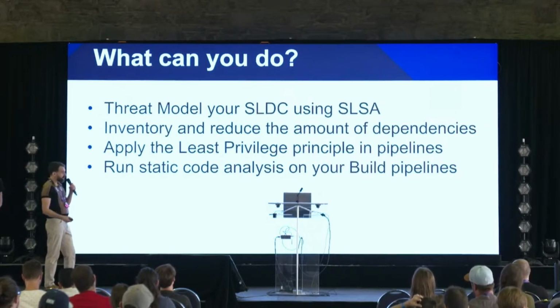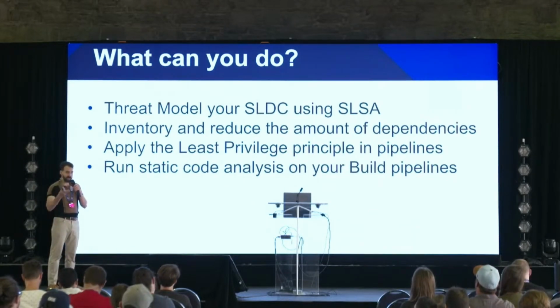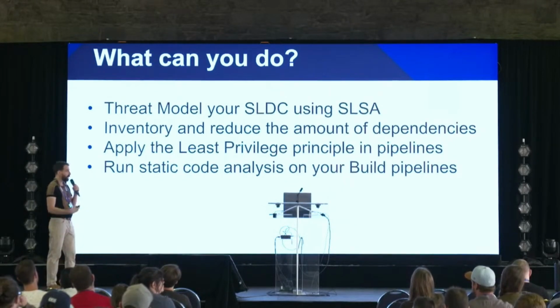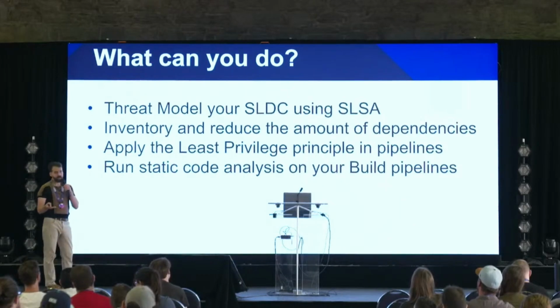Also, least privilege: just apply the common least privilege principle. Again, for those default permissions in GitHub Actions, there's a way to configure them, to lower the default permissions, for instance, or specify lower permissions explicitly. Also, run some kind of static code analysis tools on your build pipelines.